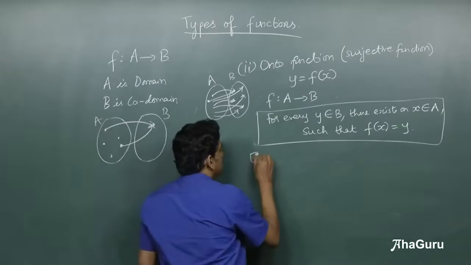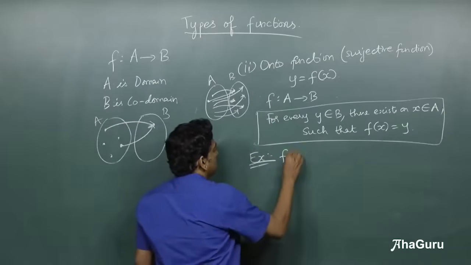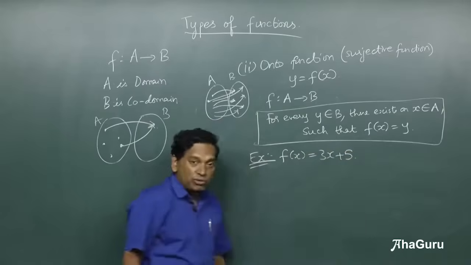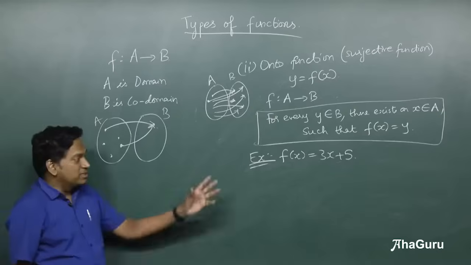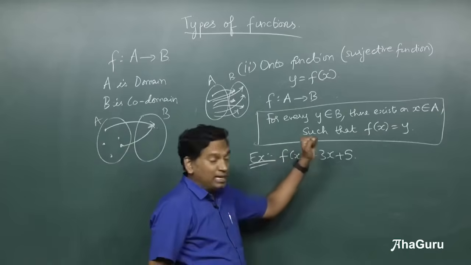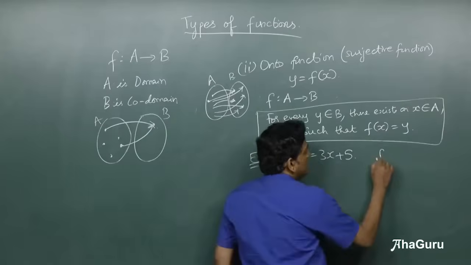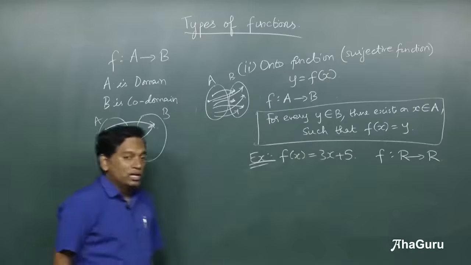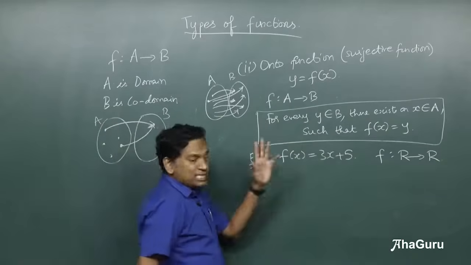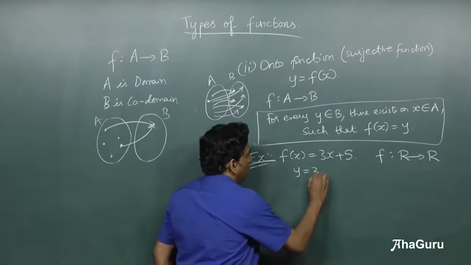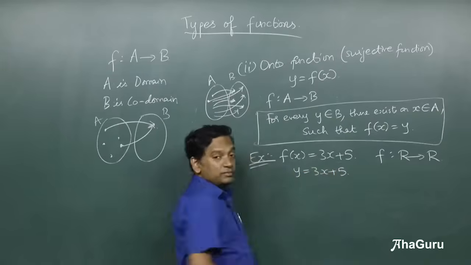Again, let's take some examples. Let's just take the same example that we took, f of x is equal to 3x plus 5. Now is this an onto function? For this we first have to define what is the domain and codomain. So we are going to say f is from R to R, that is real numbers to real numbers. Let's see if this works. Let's say that we want to say y is equal to 3x plus 5.